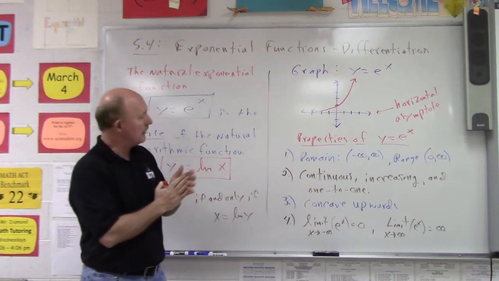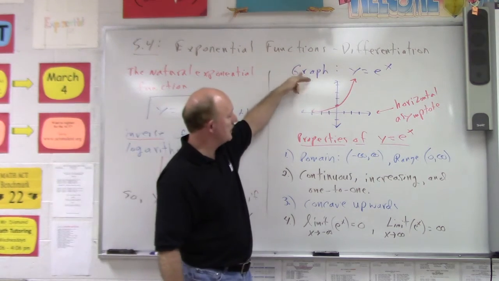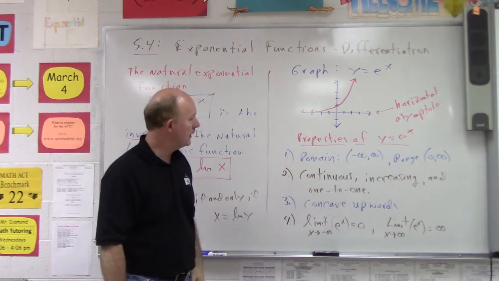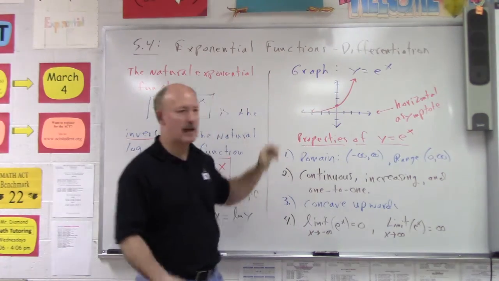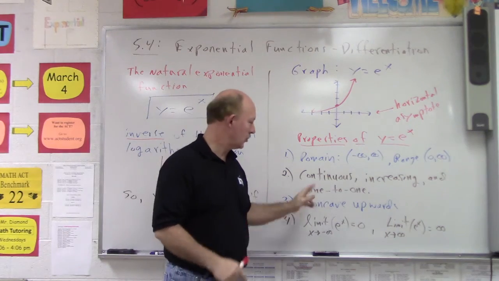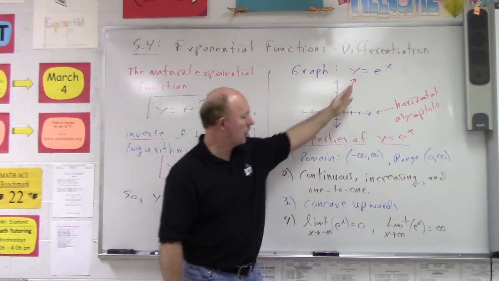Also, a couple more things I want you to notice about the natural exponential function. The next property is that the curve is continuous everywhere. So there are no jumps or gaps. It's going to be continuous everywhere on the graph.